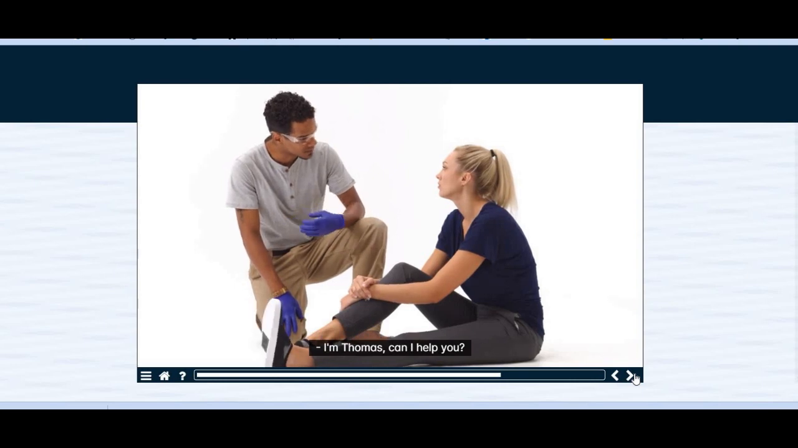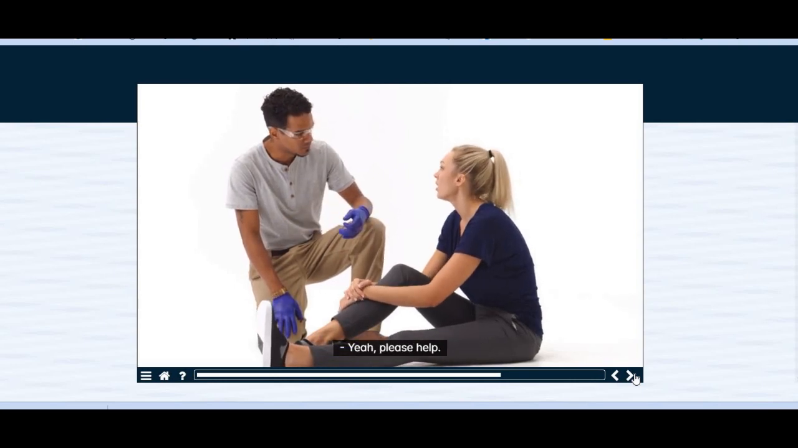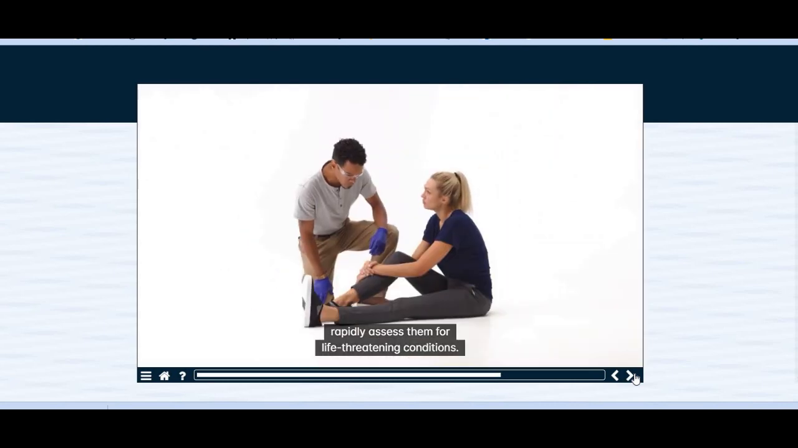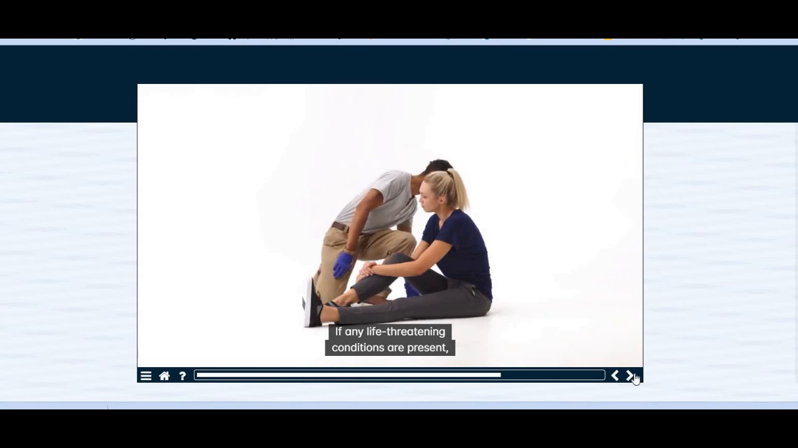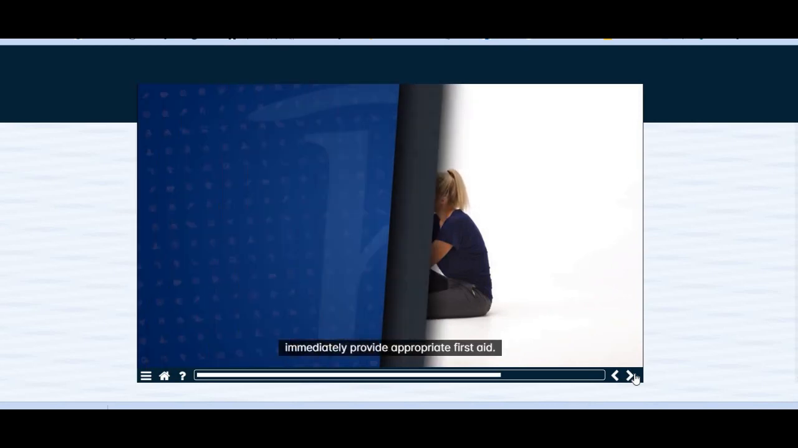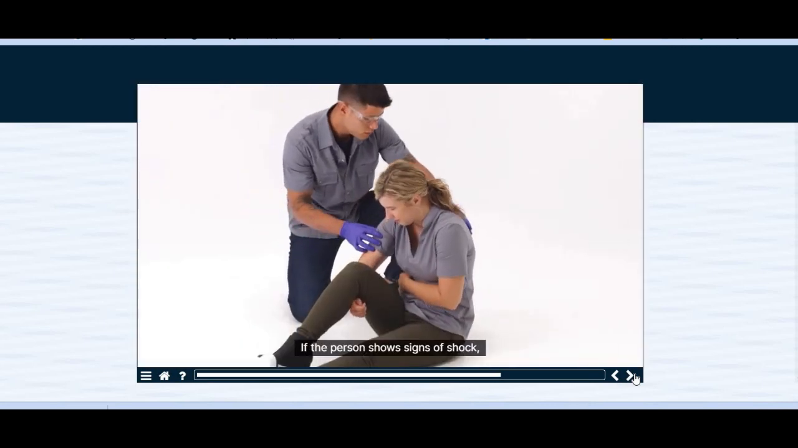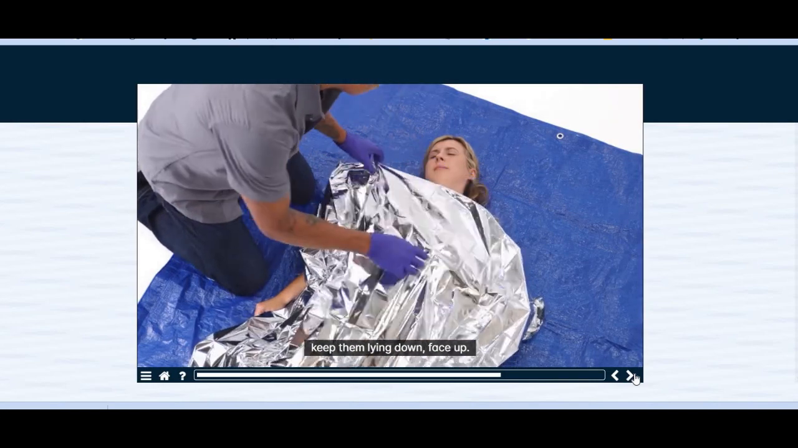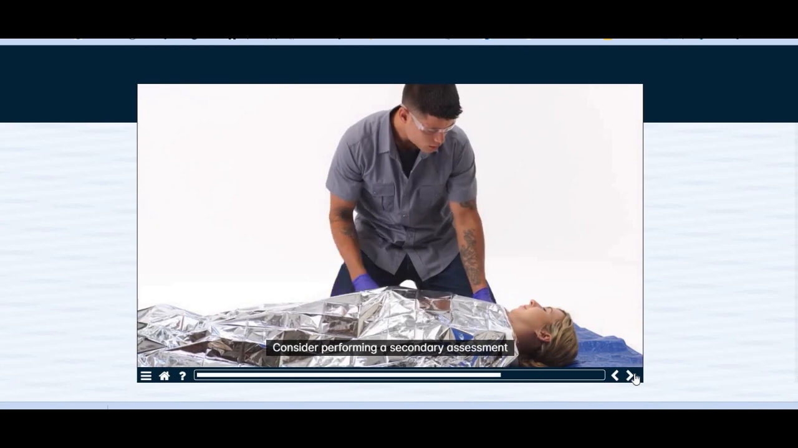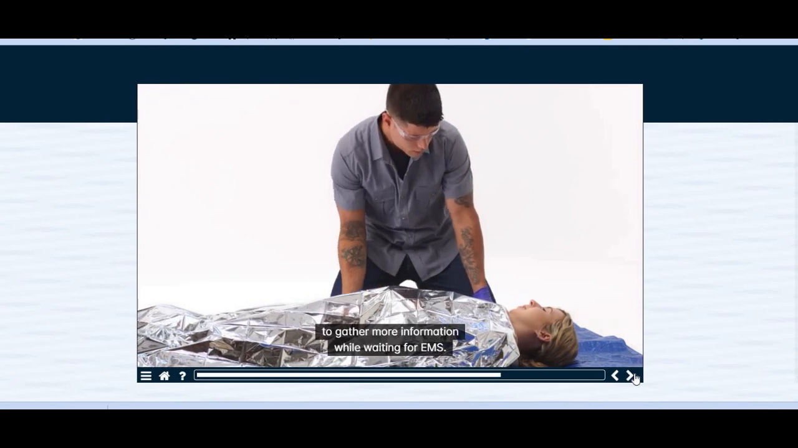Well, I'm Thomas. Can I help you? Yeah, please help. If the person consents, rapidly assess them for life-threatening conditions. If any life-threatening conditions are present, immediately provide appropriate first aid. If the person shows signs of shock, keep them lying down, face up. Consider performing a secondary assessment to gather more information while waiting for EMS.